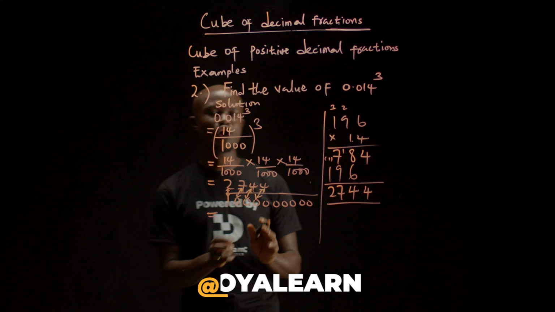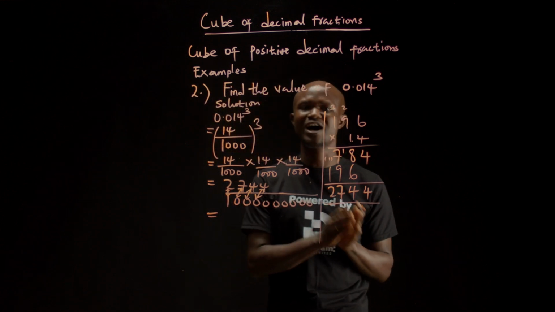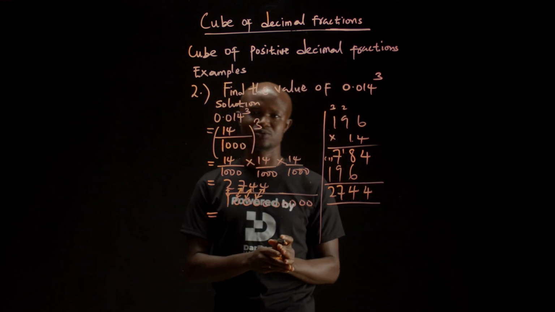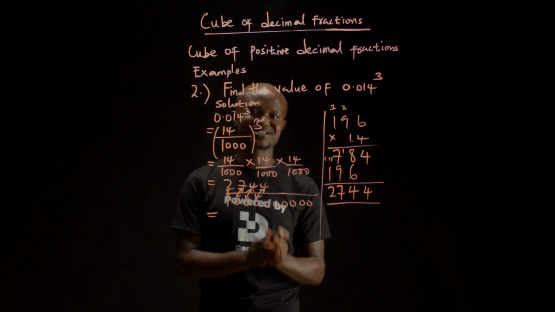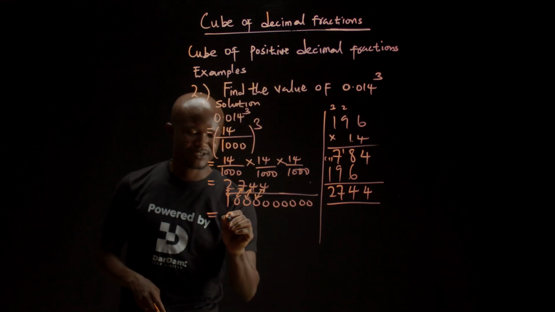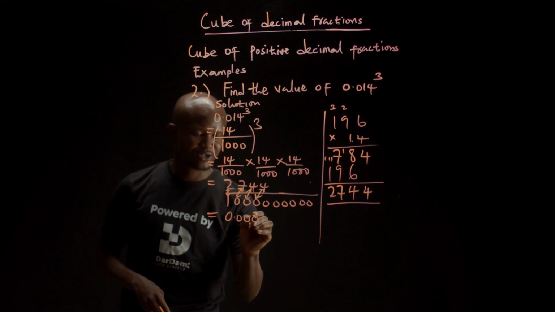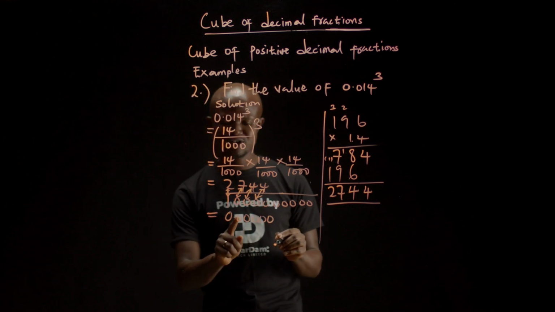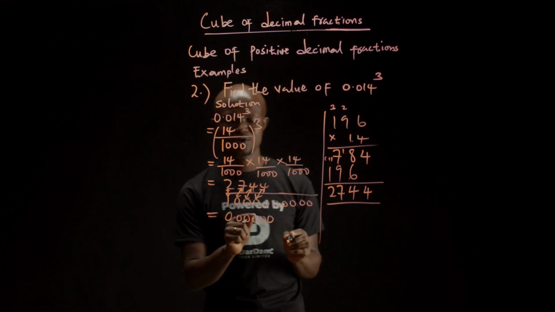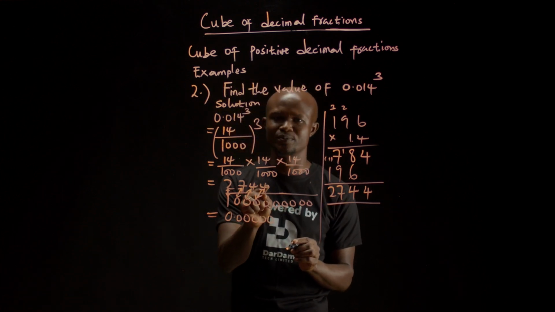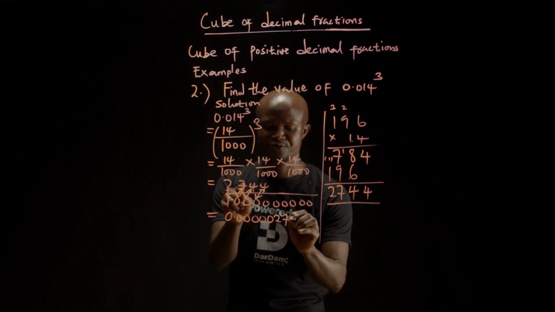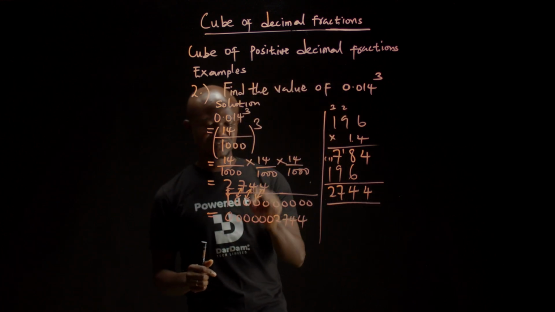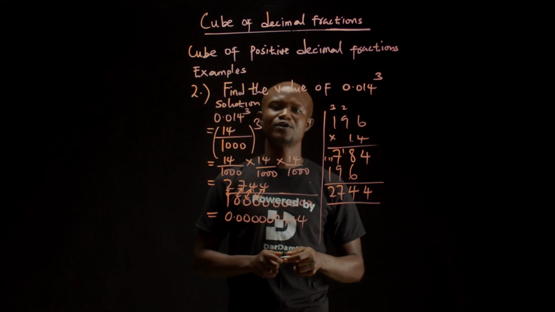So you can see the unmapped zeros that we have at the denominator, how many are they? 1, 2, 3, 4, 5, 6. This will form our zeros before the first significant number. So we have 0.0000, now we have 1, 2, 3, 4, 5, 6 zeros. Now we write what we have at the numerator, which is 2744. So the final answer is 0.00002744. That is the final answer.